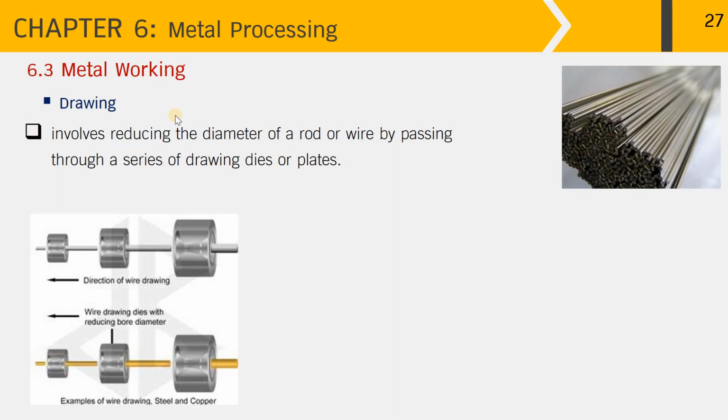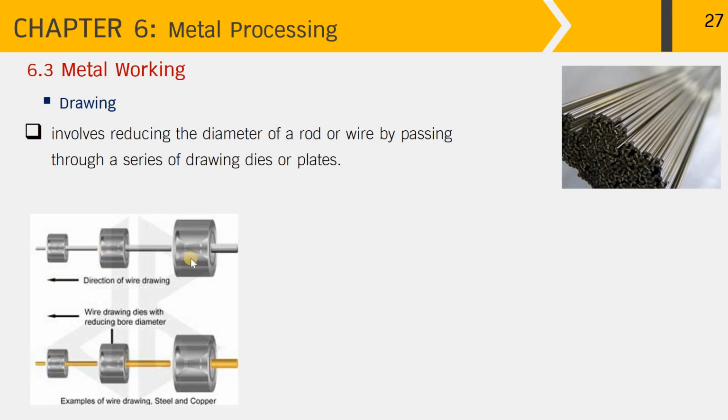The next metalworking operation is drawing. Metal drawing involves reducing the diameter of a rod or wire by passing it through a series of drawing dies or plates. As you can notice from this picture, from right to left is the direction of the wire drawing.